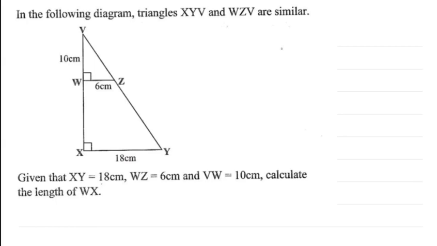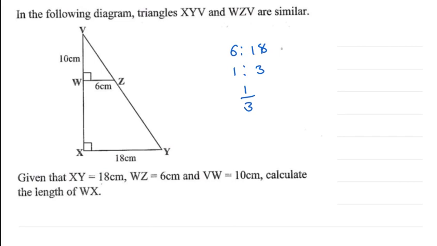Since these are similar triangles, the ratios of corresponding sides will be the same. So let's get the corresponding sides that we are given so that we find the ratio, and we can use that ratio to find other values. So we have corresponding sides WZ and XY, and I can simplify them further. 6 into 6 is 1, into 18 is 3. So basically the ratio of sides here is 1/3 or 1:3.